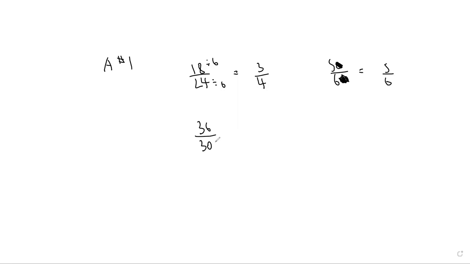So what about this one? What divides into both of these? Again, 6. It looks like 6. Yeah, exactly. Because 30 is 5 times 6, and then 36 is 6 times 6. You get 6 over 5. Yeah, 6 over 5.